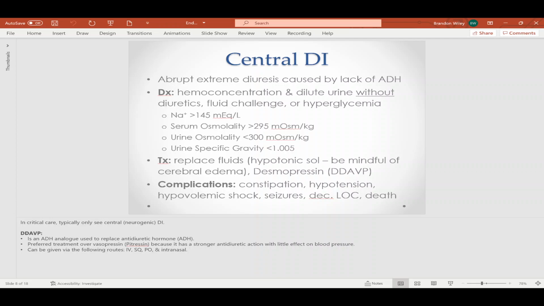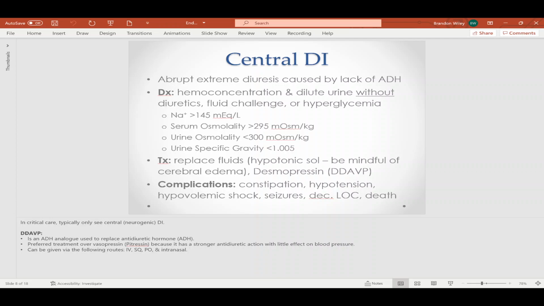And then the number 1 medication that you will give if you work in a neuro ICU, or if you work in any ICU where the patients get DI, is DDAVP, desmopressin. So you will give this medication. You can give it PO, oral, you can give it IV. It's given any route. So DDAVP is your medication for your central DI.